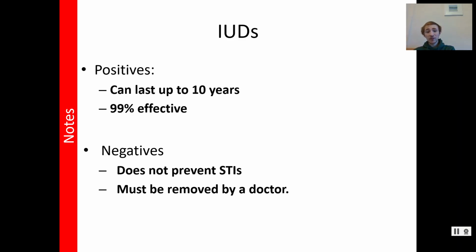Positives, very, very long term. If you are somebody who definitely knows they don't want to have a baby anytime soon, you're not in a long-term relationship, then if you do not want to be pregnant, you can wear an IUD. Wear, that's the wrong word, it's inside your uterus, but you can have an IUD. And it's extremely effective, around 99%, much more effective than a condom really is.